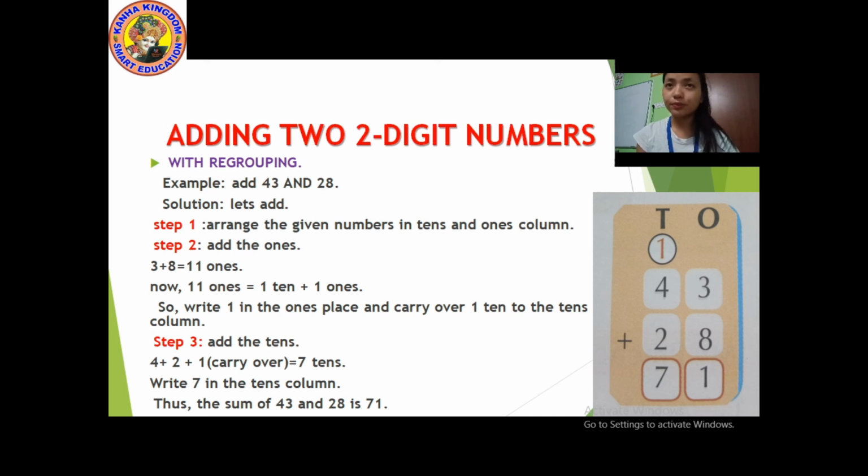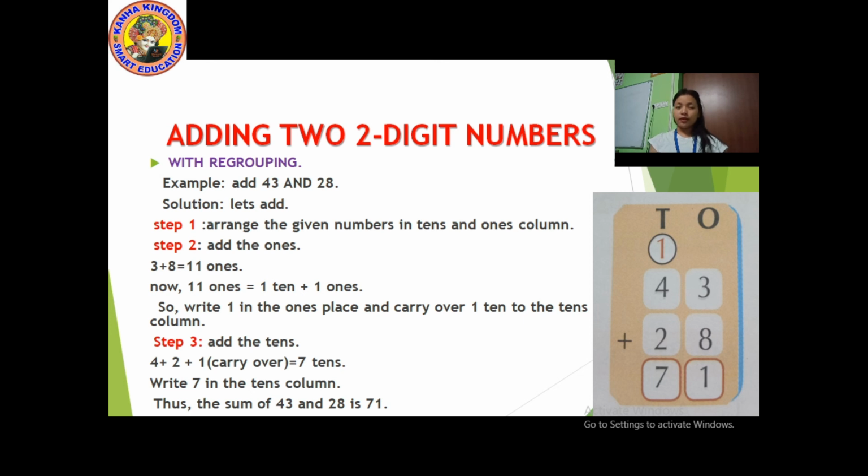In the number 28, 8 is a digit which is present in the ones place, and in the second number, that is 43, 3 is a digit which is in the ones place. So we have to add these two digits. Okay, so 3 and 8. While adding 3 and 8, we will get 11 ones, because we are adding the ones. So now see, we got a two-digit number, so we can't write a two-digit number in the ones column because there should be only a single digit.